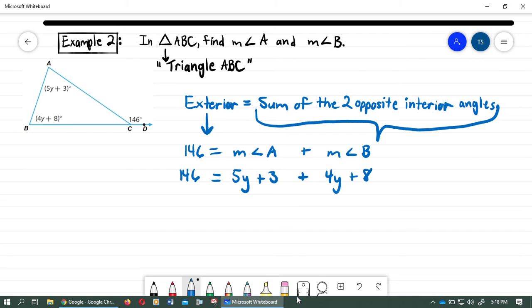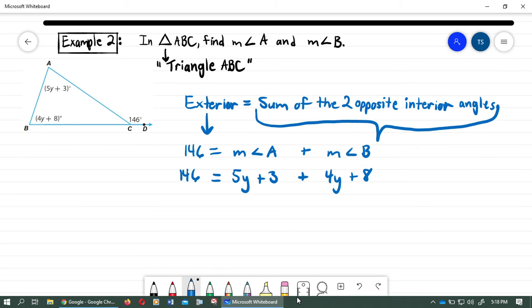Okay, and so again, that's using the exterior angle theorem, which again only applies to triangles. So again, folks, we know that that's true when we've got an exterior angle for a triangle. All right, so let's work this out.